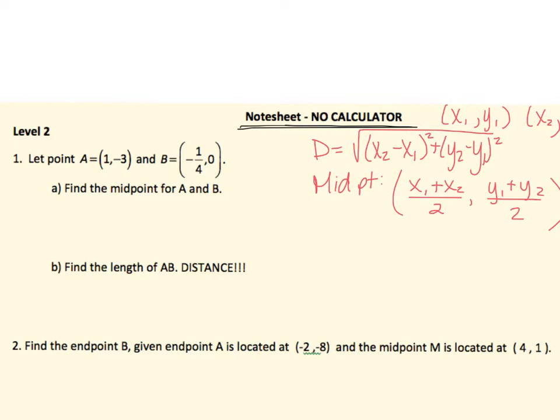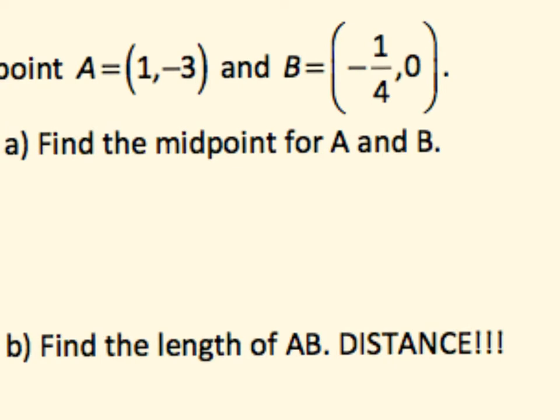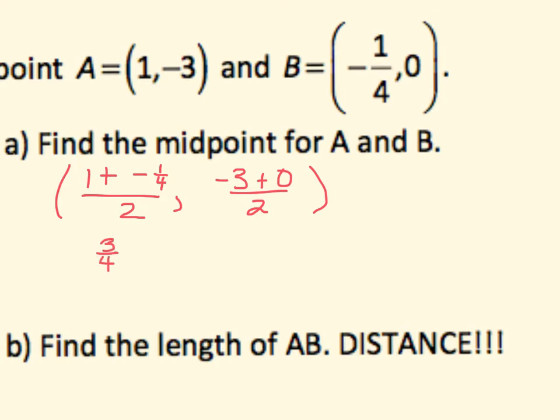So if we're looking for the midpoint, we've got points A and B in the given. If the midpoint of point A, so we're going to take our x coordinates and add them and then divide by 2. So we've got 1 plus negative 1/4 divided by 2 and negative 3 plus 0 divided by 2. So if I add these together, 1 minus 1/4 is going to be 3/4 divided by 2, and this is going to be negative 3 divided by 2.